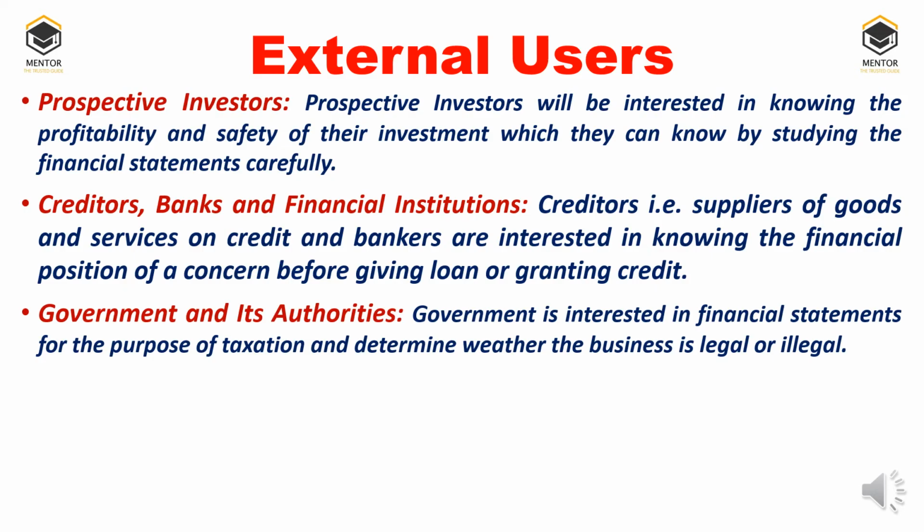Then government and its authorities, these are very significant because the government will collect taxes from business entities in various forms, various types of taxes, to run the show of the government. Besides, the government is very much interested in knowing whether the business is doing legal activities or illegal activities. Therefore, government and its authorities play a crucial role in seeking the information and making decisions.